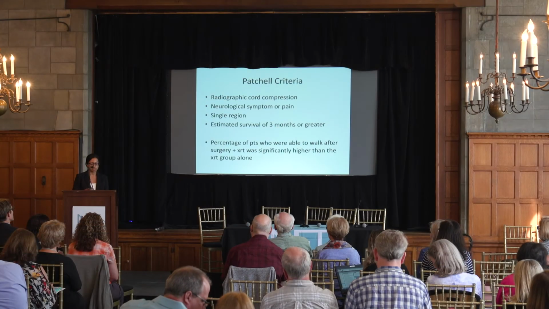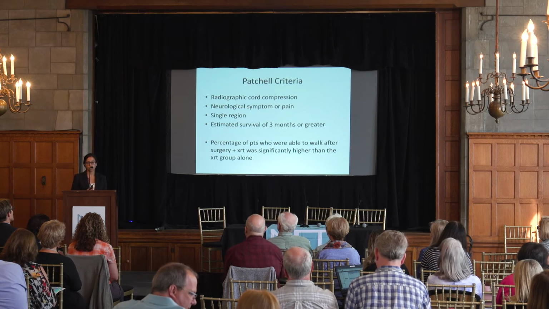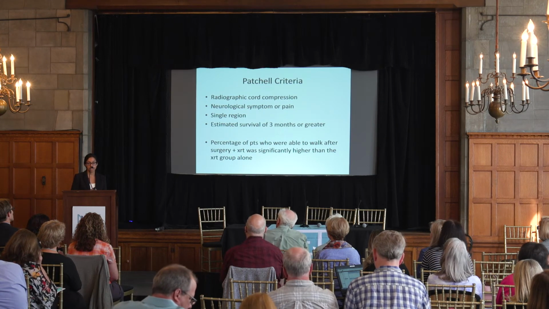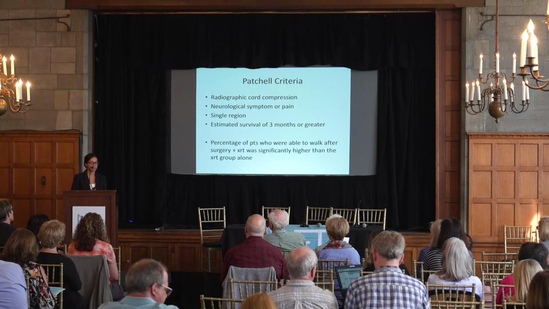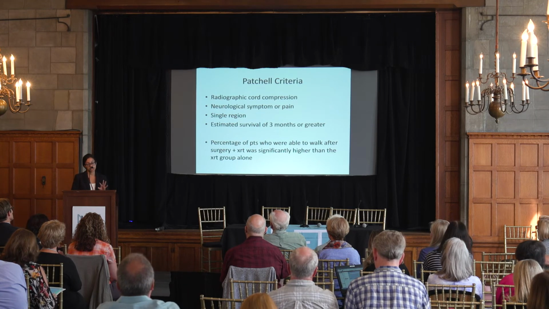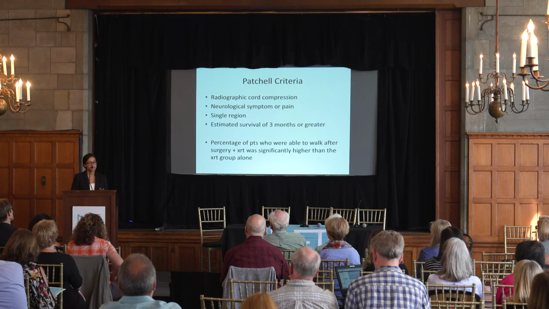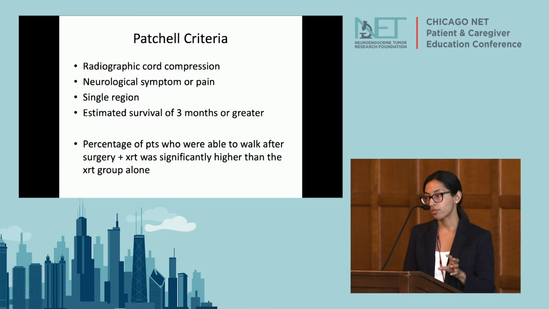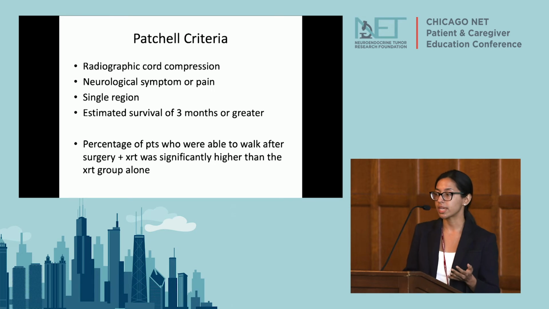One of the old criteria that we use to look for patients who are good candidates for spinal decompression procedures is called the Patchell criteria. The criteria for this is radiographic cord compression. That means you see on an MRI that there's tumor pressing on your spinal cord. If you have a neurologic symptom like numbness or weakness or pain, and this can be just back pain.